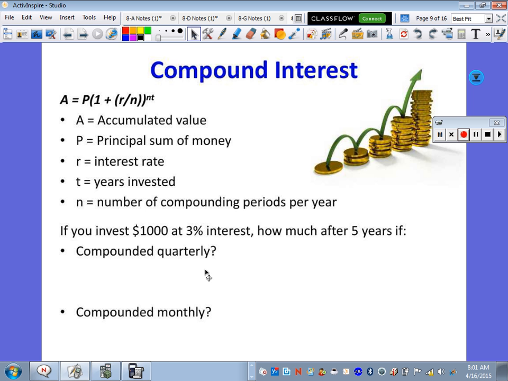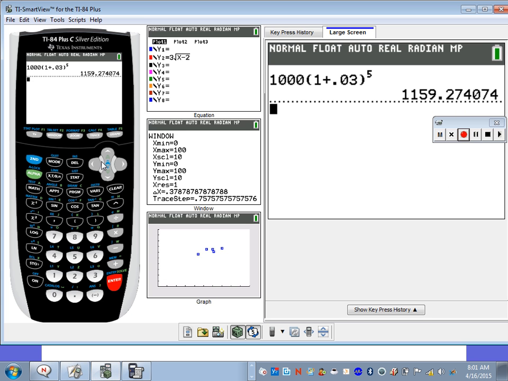Okay, so let's go back to the calculator. And we're going to do 1,000, open parentheses, 1 plus 0.03 divided by 4. Then I'm going to close my parentheses. I didn't put a second set of parentheses in here because the calculator does order of operations, so it's going to divide before it adds anyway.